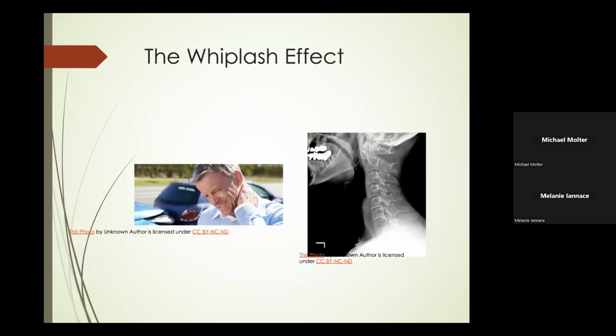So whiplash, you can imagine if you're in a car accident and you have a whiplash-based injury, basically you have a significant bending forward and then a rapid bending backward, and that will tend to generate discomfort in that area. Not always, but a lot of times when folks come in after an accident, this is usually what we're looking at as far as a mechanism of injury associated with these joints.